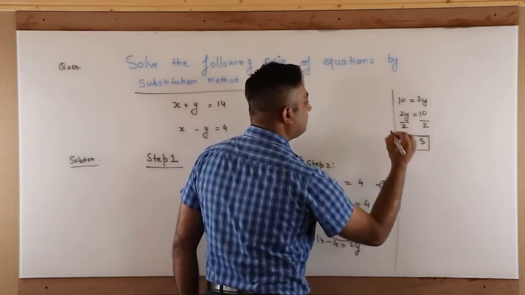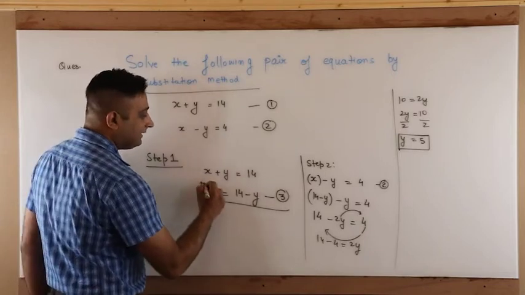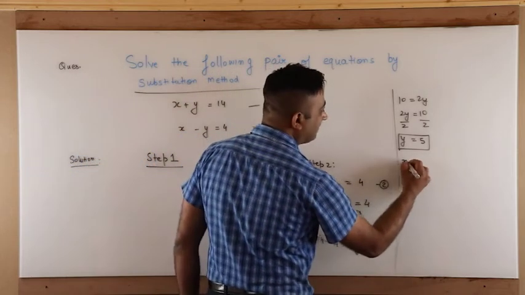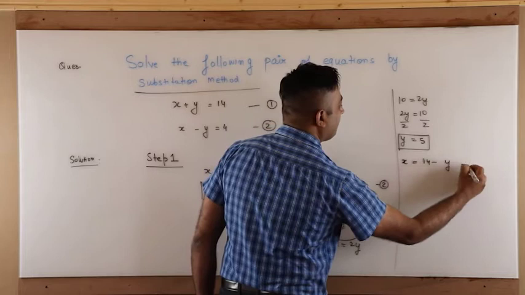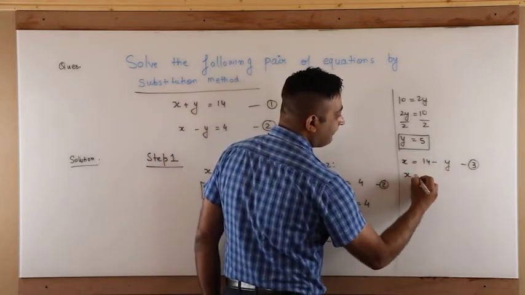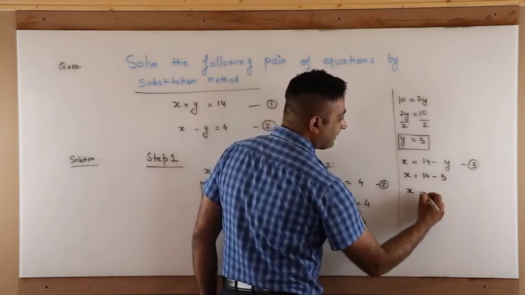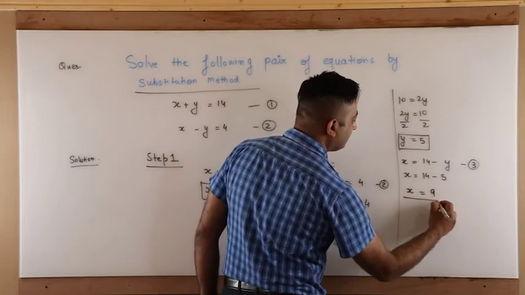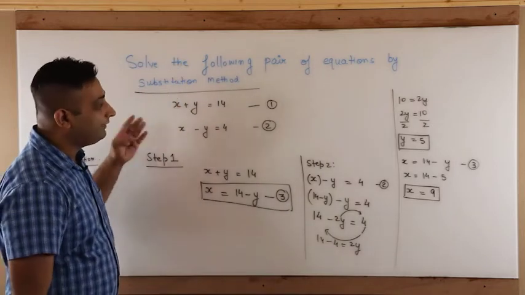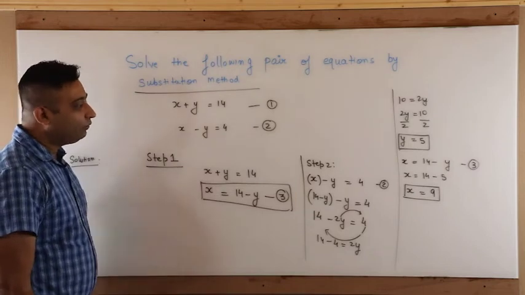So now we will put this value of y in equation number 3. We have already found that x is equal to 14 minus y. This was equation number 3. Now we will put the value y equal to 5 in equation number 3 to find the value of x. So x is equal to 9. So we have found the solution of this pair of linear equations in two variables, that is x equal to 9 and y equal to 5.